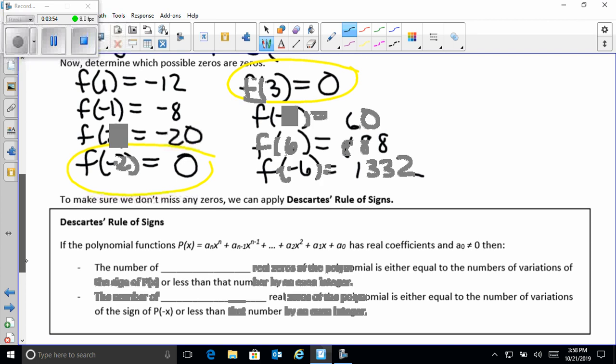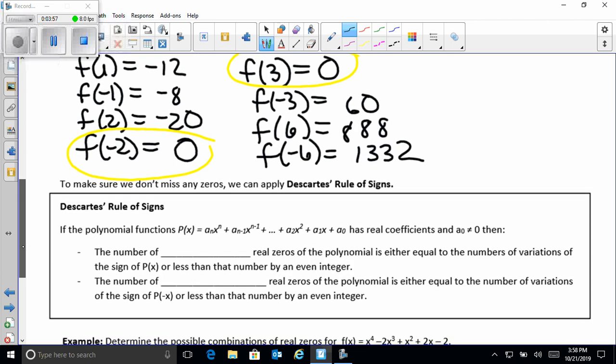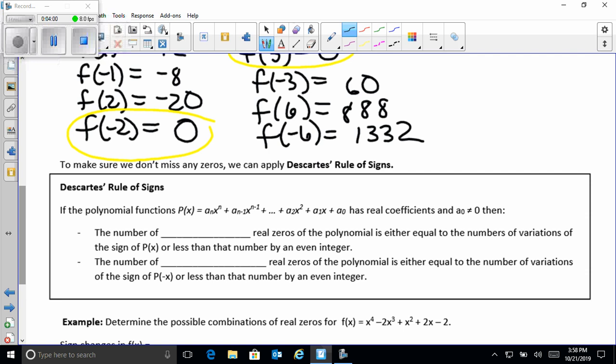Well, what we can do is use Descartes' rule of signs. And what that says is if you look at the original polynomial and you look for sign changes from positive to negative to the next term, whatever your amount of sign changes is will tell you how many positive solutions you have. So it's either that amount or an even number less than that.